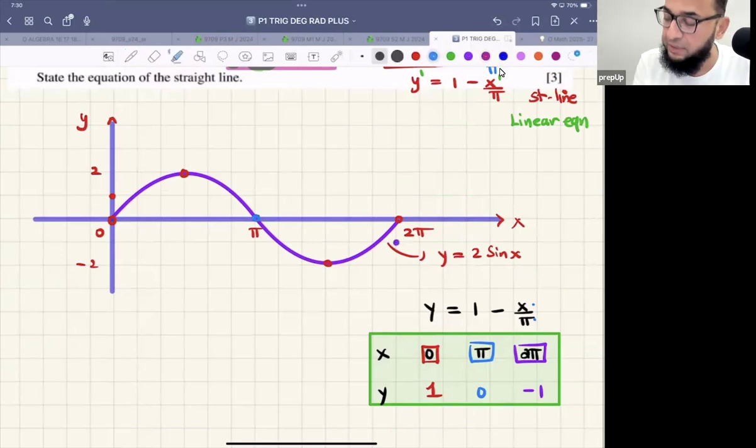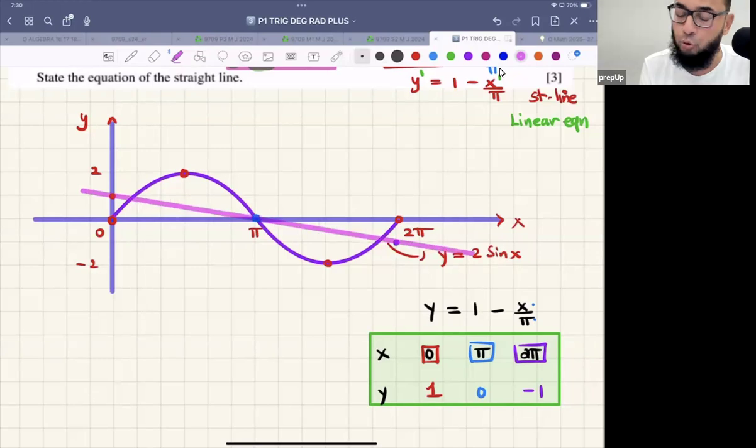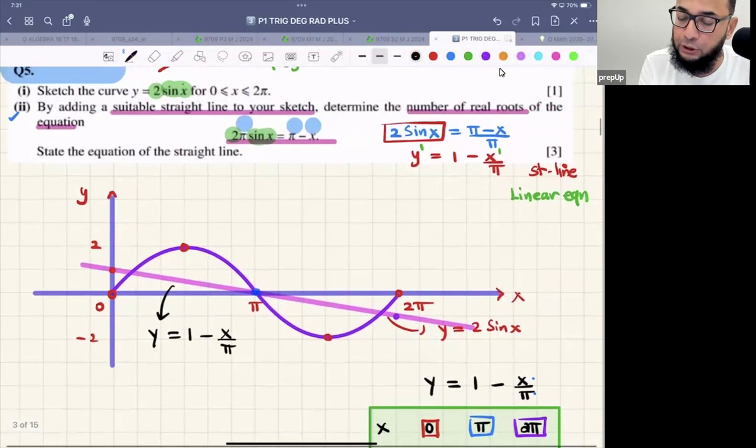So now let me join using a pink line from here. And this line, just ignore the thickness, goes like this. So this straight line is y. Where should I label this? Over here: y is equal to 1 minus x over pi. That is the suitable line.